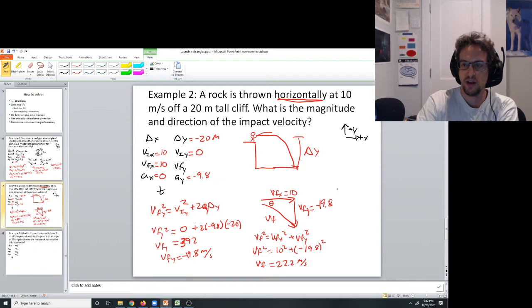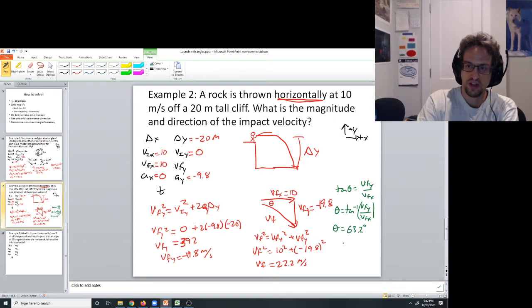We know that tangent of theta is equal to v final y over v final x. That means that theta is equal to inverse tangent of v final y over v final x. And if we do that, we should get that theta is equal to 63.3 degrees, and that is below the horizontal. It's called that because we went horizontal, then below. So below the horizontal is how we describe that.